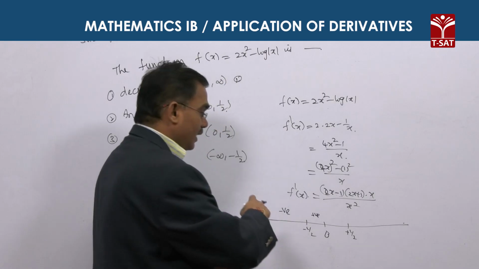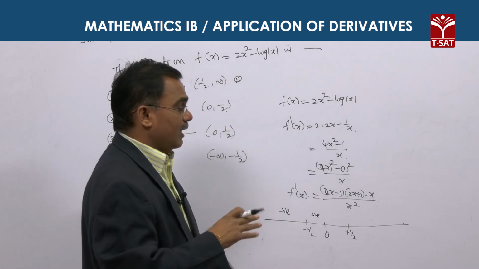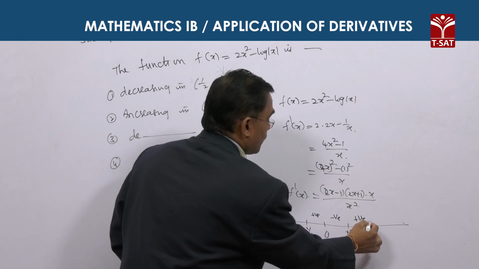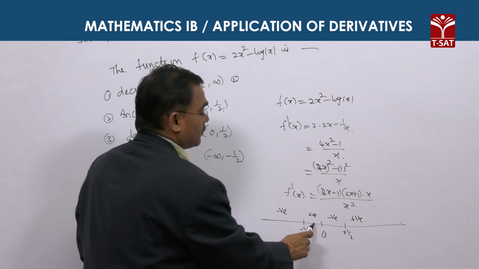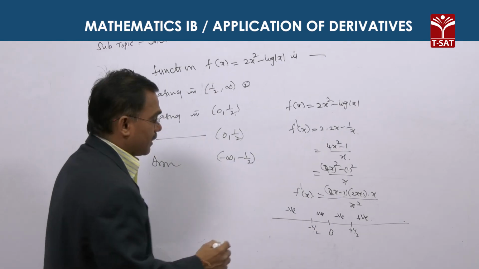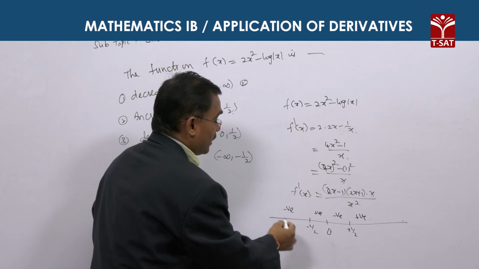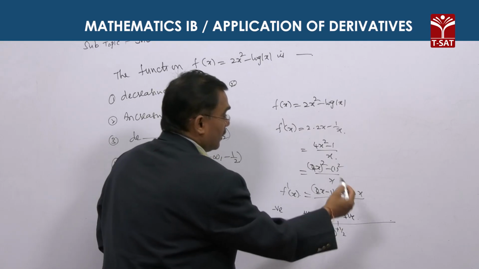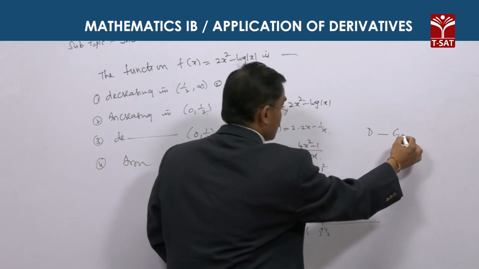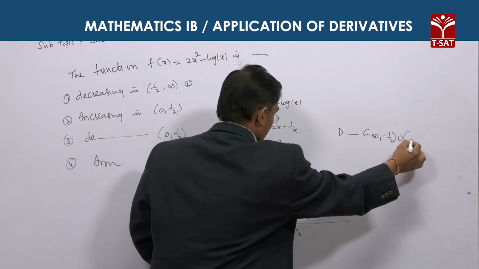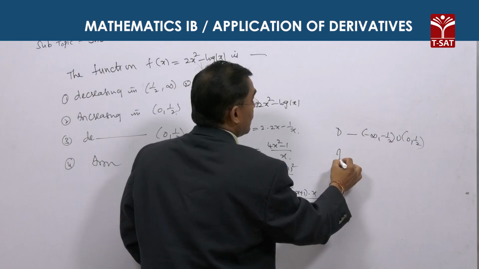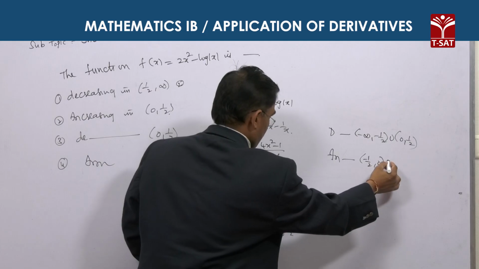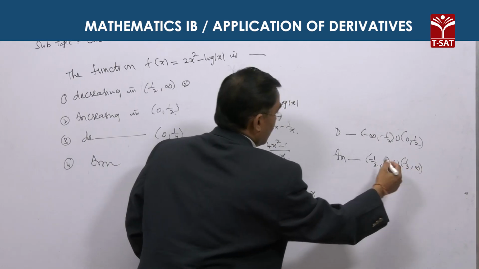This is positive. We know that for a continuous function, positive and negative alternate. That's why this is negative, and this is negative here, and in the last interval it is positive. Negative, positive, negative, and positive. Negative means decreasing: decreasing in the interval minus infinity to minus 1/2 and 0 to 1/2. Increasing is where it is positive: minus 1/2 comma 0 union 1/2 comma infinity.